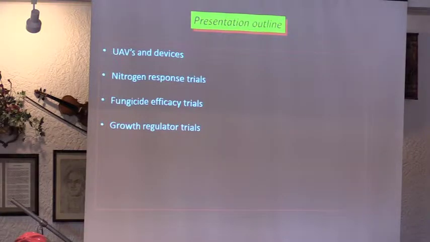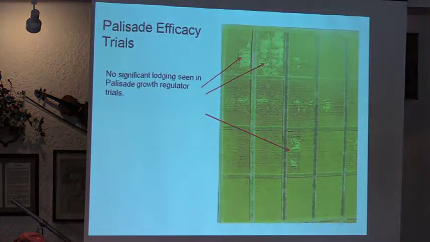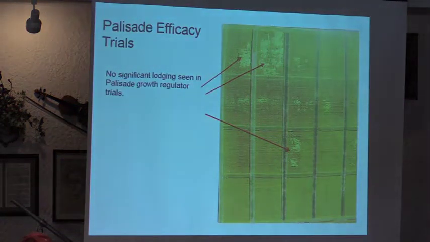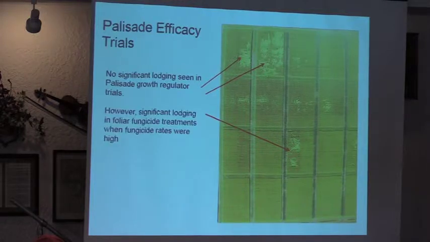We can go to the growth regulator trial. This is what we observed on lodging. There were no real differences under the control plot and under the plot where a growth regulator was applied. However, what we observed was a significant lodging in foliar fungicide when the foliar fungicide treatment was very high, way too high than what you used to apply.